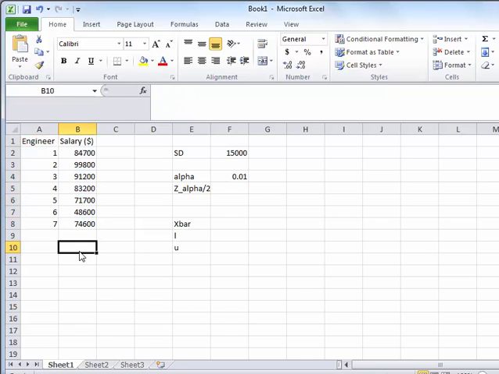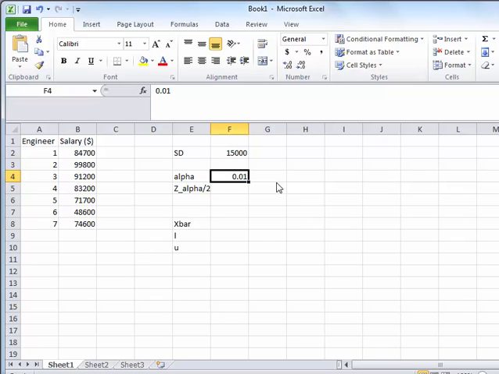Basically what we want to do is find out what these salaries tell us about the true mean salaries of the software engineers in the company. So we need to calculate the confidence interval, a lower bound and an upper bound, and that will give us an idea of where that true mean fits in there. First we have our standard deviation of 15,000, and I arbitrarily chose an alpha value of 0.01.